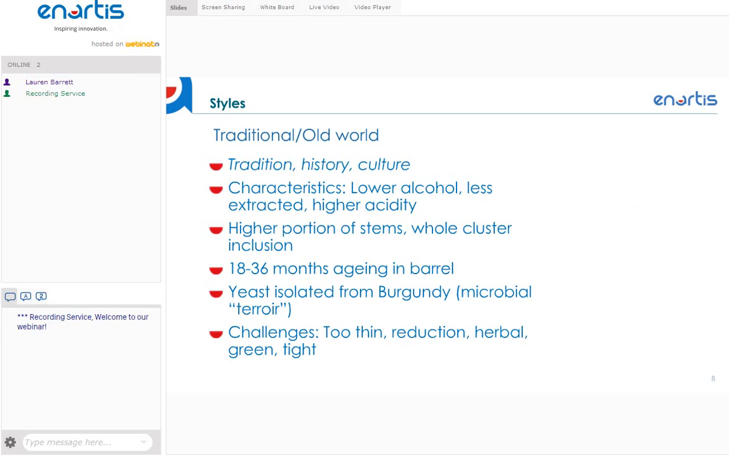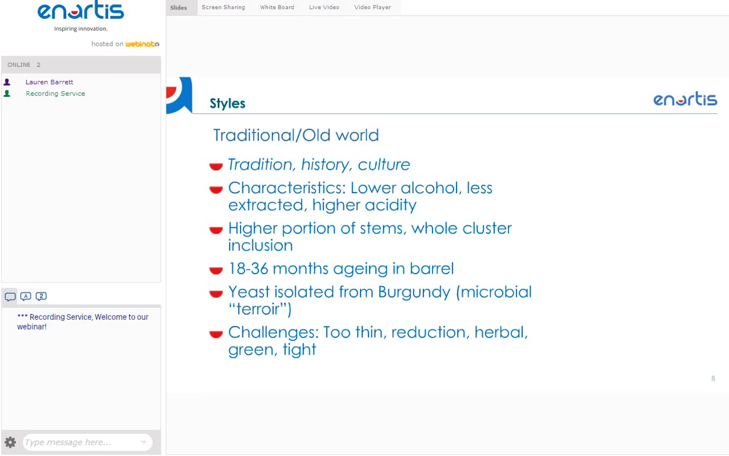These wines characteristically have lower alcohol. They're less extracted than New World wines, higher acidity, as it's typically applied in cooler growing regions. These producers are experimenting with a higher portion of stem and whole cluster inclusion, and barrel aging can occur for about 18 to 36 months, depending.